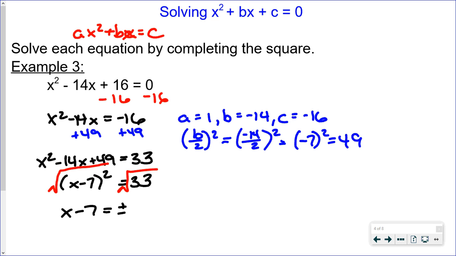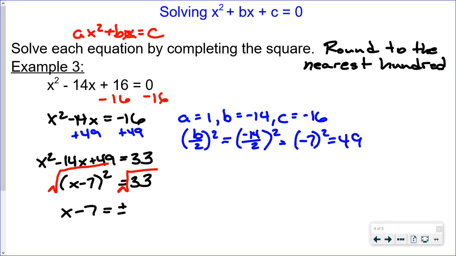And most of the time when you have a problem like this where it's not a perfect square, they're going to tell you to round it to a certain place value. So let's say we'll round to the nearest hundredth. So that would be 2 numbers after the decimal. Hundredth. That says hundredth, believe me. All right, so this is going to round to 5.74. And now we're going to split this.